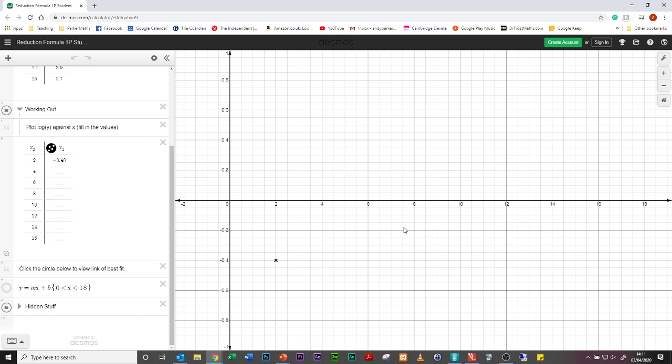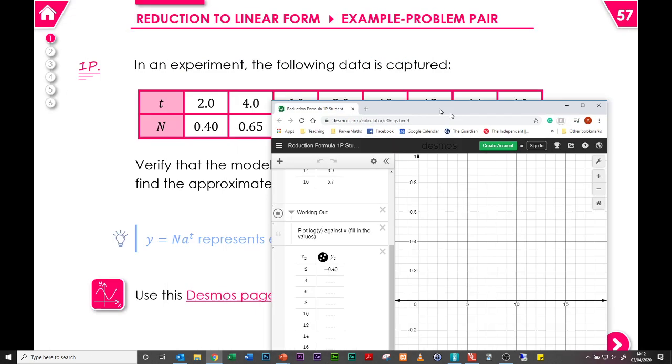From that, you'll have to do it a little bit more by eye. You'll have to try and figure out what two points are. It's a bit harder to do on the screen to get your gradient and your intercept, but I think it's still possible. Okay, let me know how you get on.